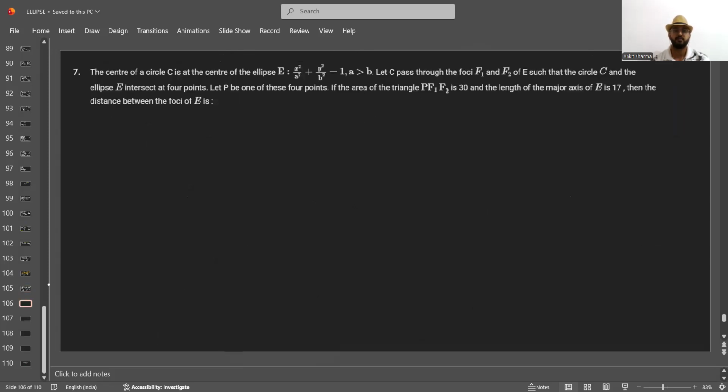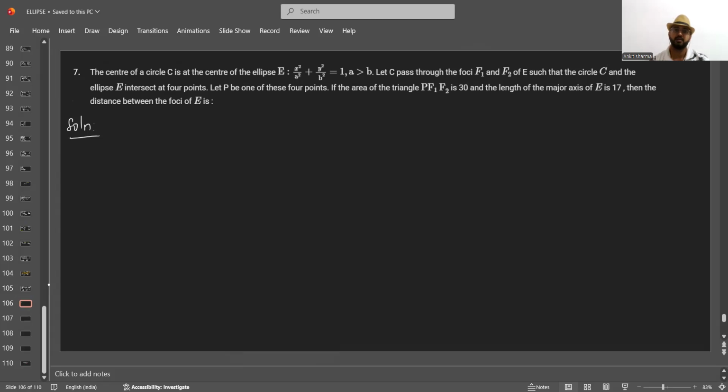Coming to the next. It is said that the center of circle C is at the center of ellipse E, where A is more than B, and C passes through the foci F1 and F2 such that the circle C and the ellipse E intersect at 4 points, and P is one of those 4 points. If the area of triangle PF1F2 is 30, and the length of the major axis is 17, then find the distance between the foci of E.